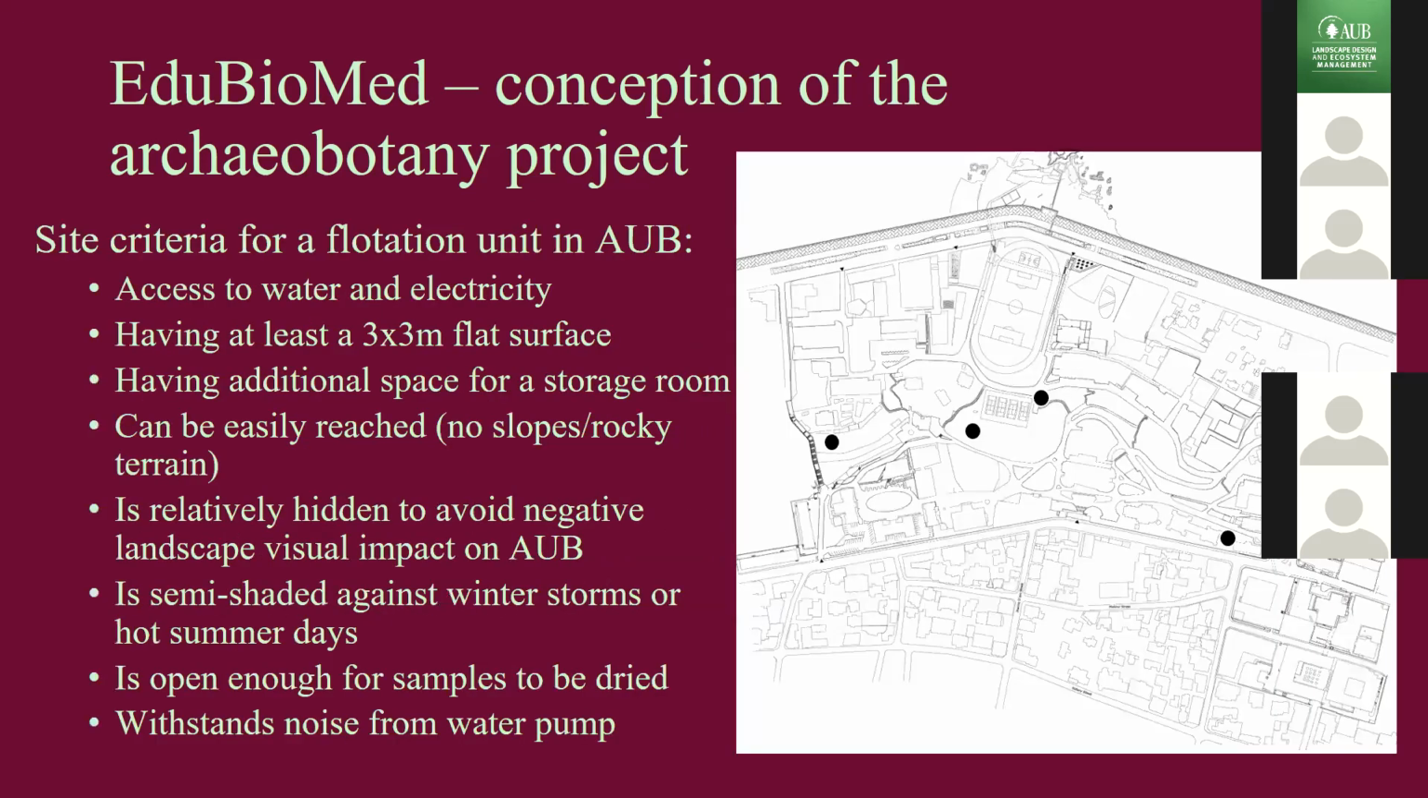First of all, in order to start, we needed to ground a set of criteria to help us hone down several areas on campus for such an activity. We needed an area that had access to water and electricity. We needed at least a 3 by 3 meter flat surface for the flotation unit, as well as additional space for a storage room for drying.